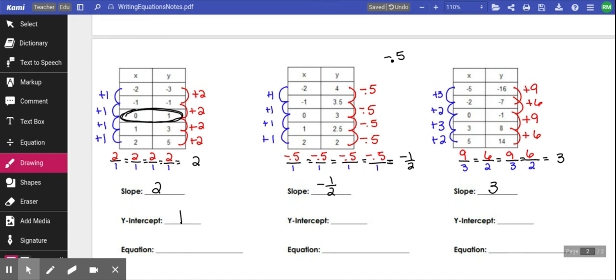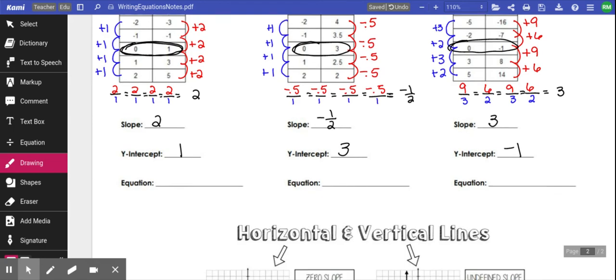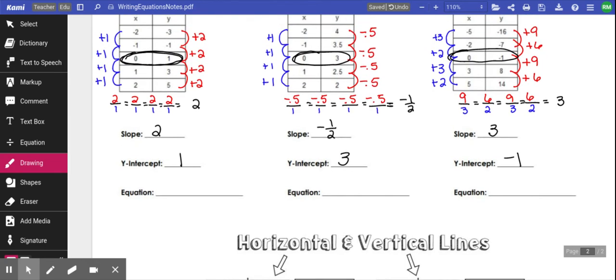Okay, let's look at the next one, 0 and 3. So our y-intercept is 3. And the last one is 0 and -1. So our y-intercept is -1. Let's go ahead and write our equation. So again, it's going to be y equals our m, which is our slope, so 2. Then we have to write the x, and then our b value, so +1.